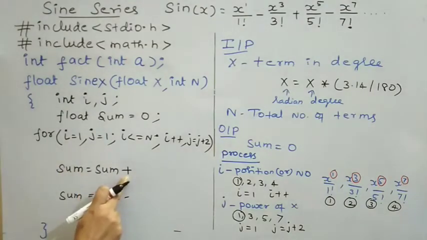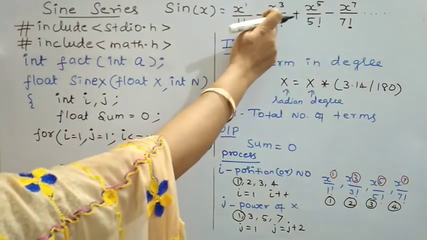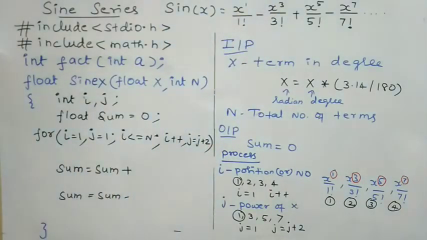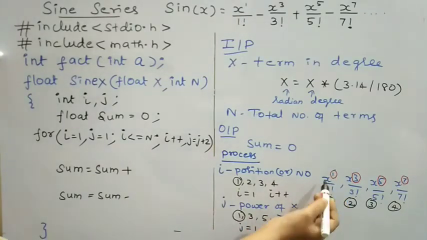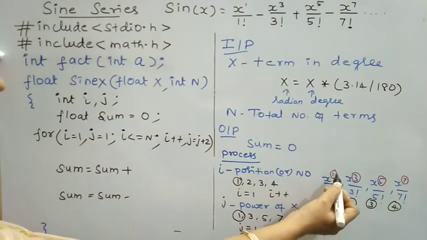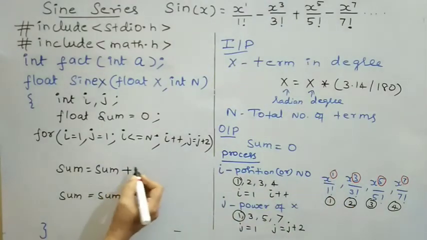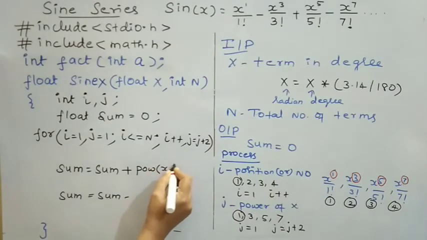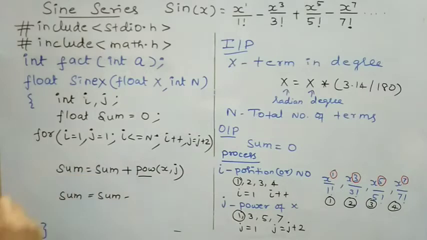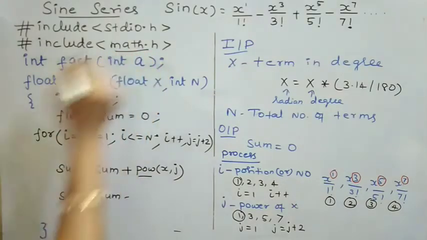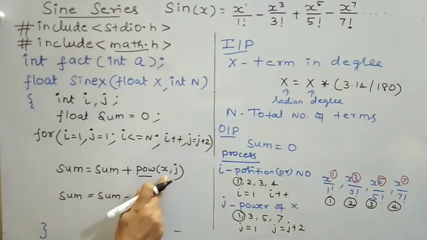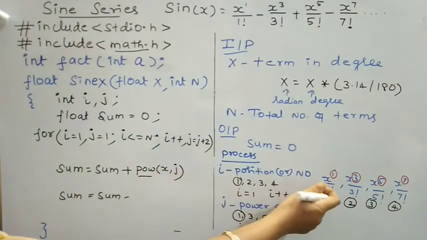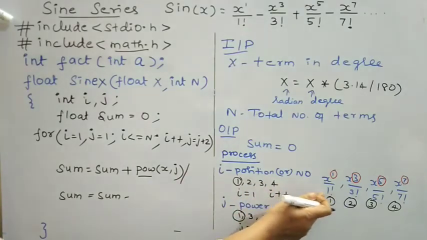First, how to add the term. What is the term? It is x power j divided by j factorial. If I compute this term, how to compute it? I may use an inbuilt function pow to compute this x power j, that is power of x comma j. This power is an inbuilt function which is included in the math.h header file. It is used to compute the x power j term. Then x power j divided by j factorial.